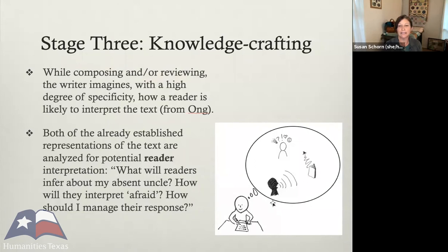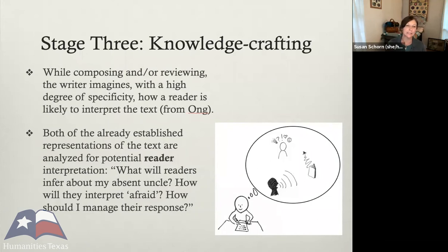Okay, so at the knowledge crafting stage, we have a writer. Here's our writer. Here's their understanding of the text that they want to say. Here's their understanding of what comes out on the page. We now add a third player in the brain while they're writing. That is this reader who's receiving the message from the text and is having a whole possible range of responses to it. So this is a live presence in the writer's brain while they're writing at the knowledge crafting stage.